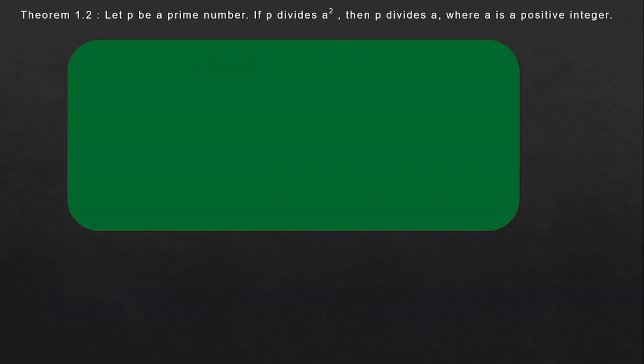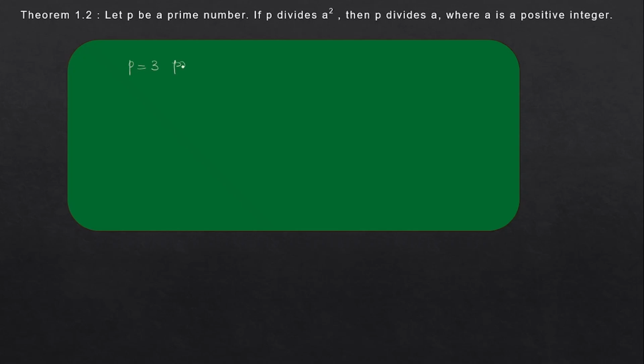Now we move on to the next theorem, theorem 2. It says: let p be a prime number. If p divides a square, then p divides a, where a is a positive integer. This is something that we understand, but here it has been given to us in the form of a theorem. We'll be using it for the next theorem. But let us first understand what it means. Let us say that p is 3.